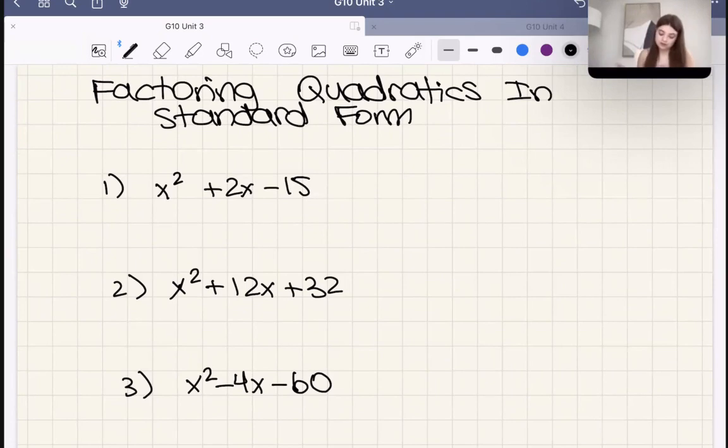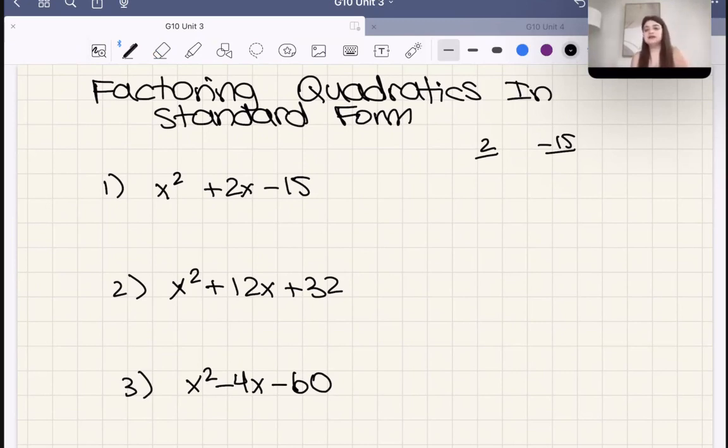So you'll notice we have two numbers. We have b and we have c. Basically, we need to find two numbers that multiply out to c and add up to b. Okay? Now, how do we find these numbers? Well, trial and error. However, I'm going to give you some tips on how to find them faster.